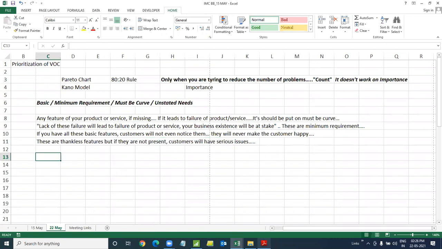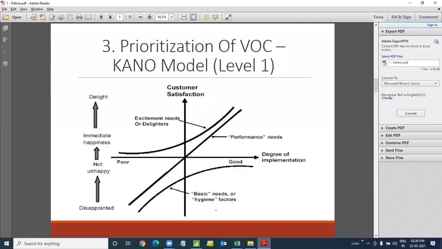Anything that your customers would have complained about in the survey, when you collected this information, you need to understand and figure out what features should be put on the basic curve. What are the minimum requirements that your product or service must have? You must list them here. It's not created from software. You create this image on a PowerPoint or something, and you list all those features here. These are the features based on the complaints that your customers are talking about, and they will be the basic features that you will be putting on this curve.